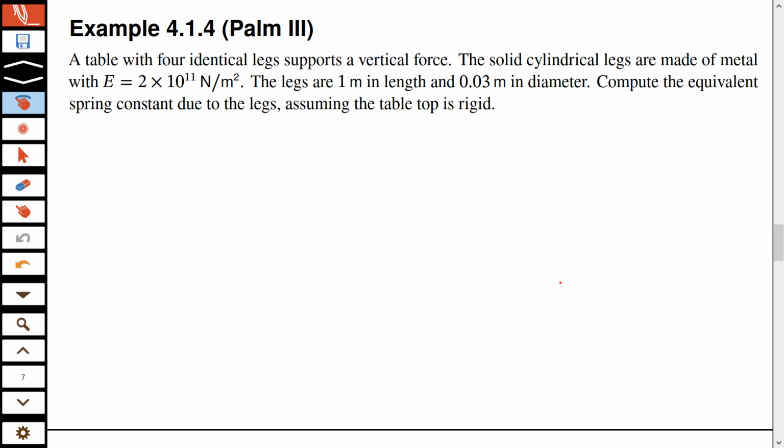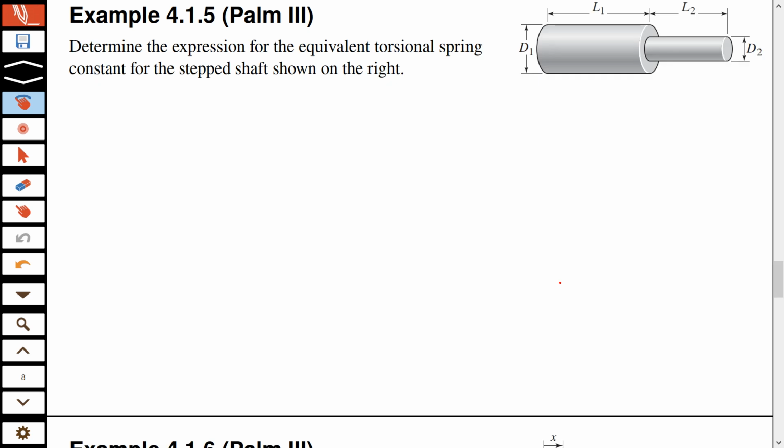Any questions on this example? Let's move on to the next example.